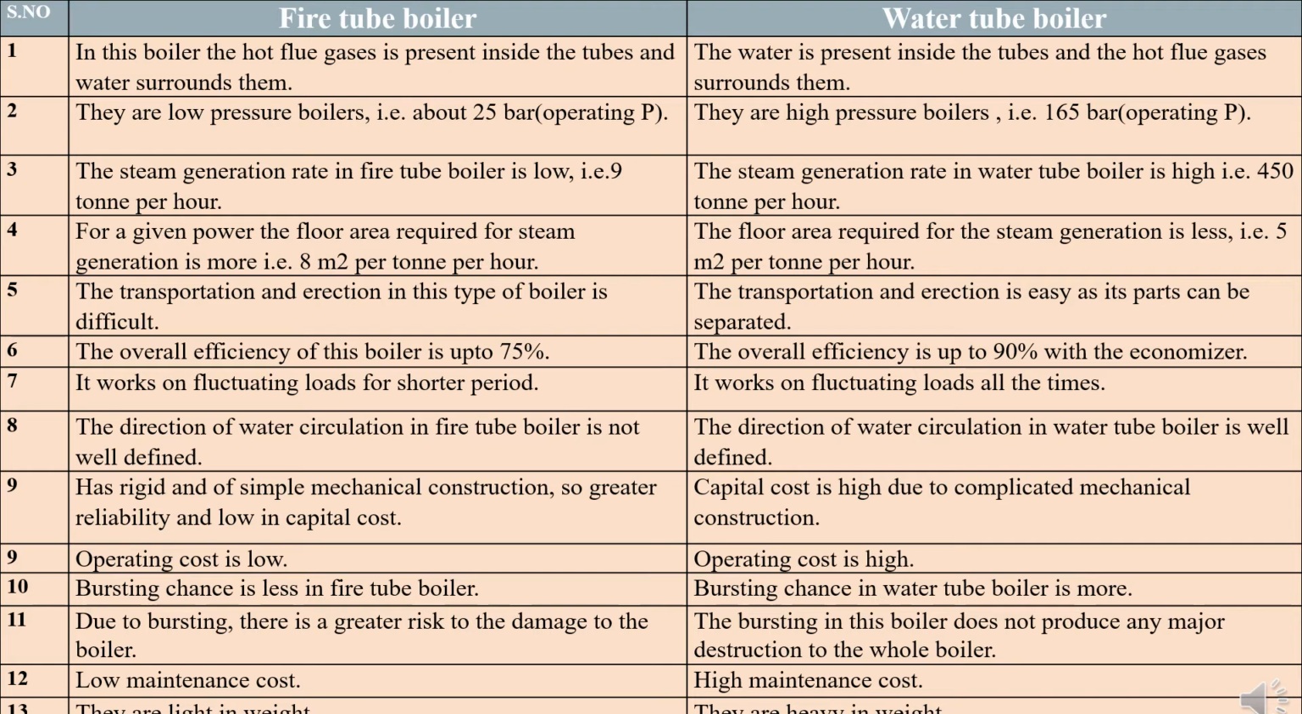Operating and maintenance costs are low for a fire tube boiler when compared with a water tube boiler. Even though the chance of bursting is low in a fire tube boiler, there is a greater risk of damage when compared to a water tube boiler, which has a higher probability of bursting. Water tube boilers are modular, hence those parts which are damaged during bursting can be replaced, which is not the case for a fire tube boiler. Even though water tube boilers are heavier than fire tube boilers, the transportation and initial setup is easy for a water tube boiler due to its modular nature.